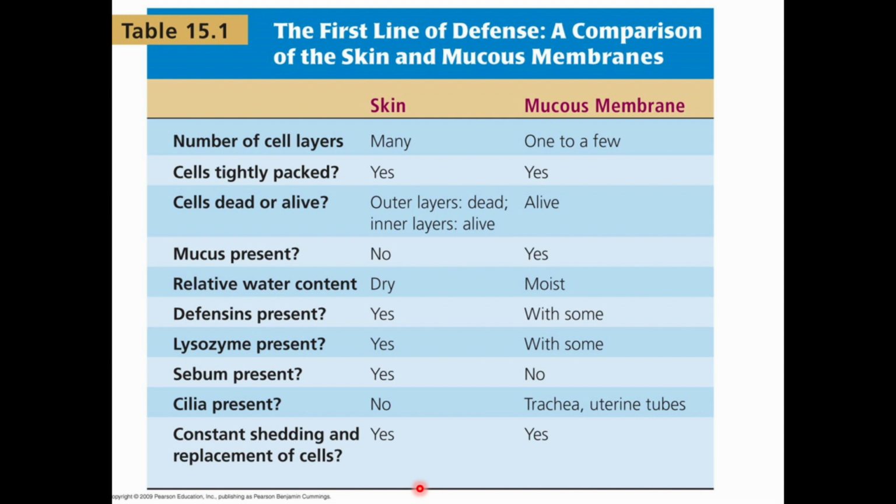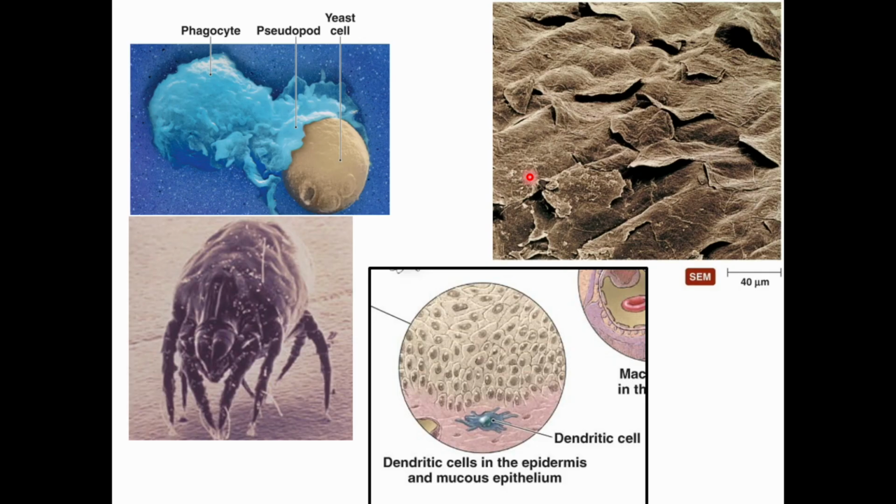So now if we look at the skin right here, and we compare that to the mucous membrane, what we see is that there are a lot of similarities. Okay, so are the cells tightly packed? Yes, and that prevents bacteria from getting between the cells and getting into your body. And then there are various different yes and no's in terms of how they compare. Okay, you don't need to know all of that. You only need to know what we're about to cover.